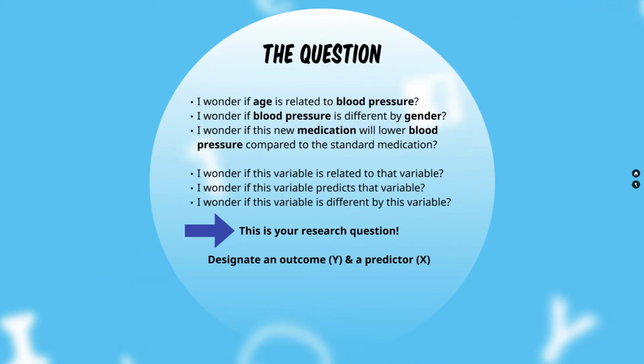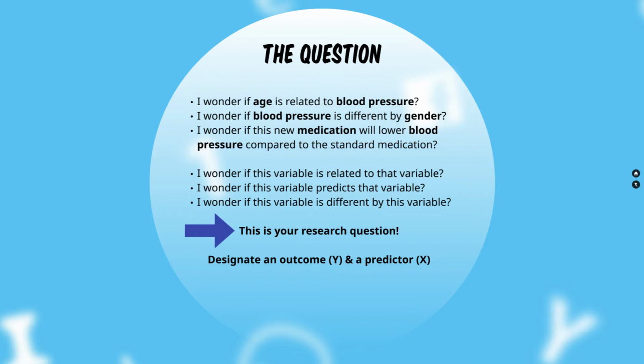Remember, everything begins with a question. I wonder if age is related to blood pressure. Is blood pressure different by gender? Will a new medication lower blood pressure compared to a standard medication? Generally it boils down to: is this variable related to that variable? Does this variable predict that variable? Is this variable different by the other variable? And this is your research question.